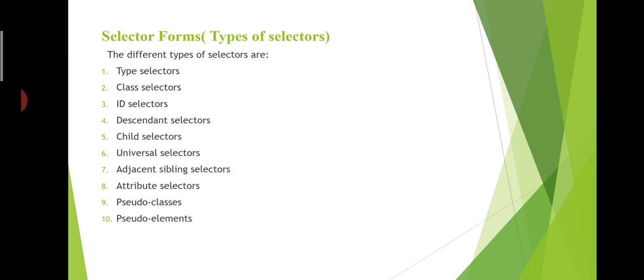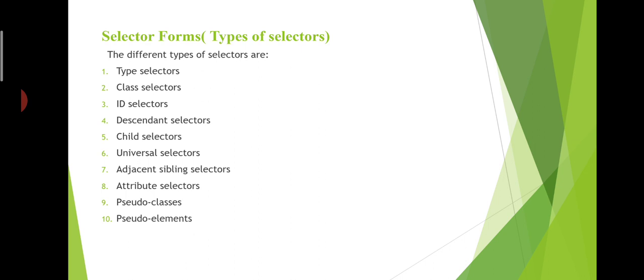Next, coming to selector forms. As I told you, in the syntax of CSS, the first part of the syntax represents the selector. After the selector, we give the curly bracket, then the property name, then a colon, and next comes the value. So the first part here, the selectors, represents the tag names of the HTML.